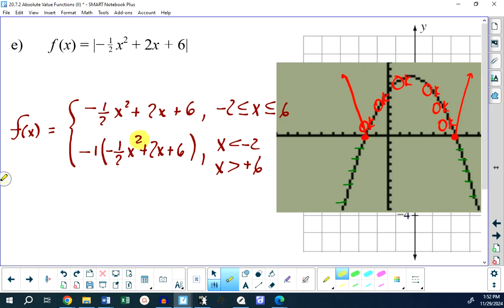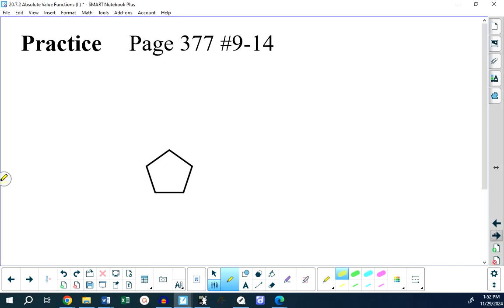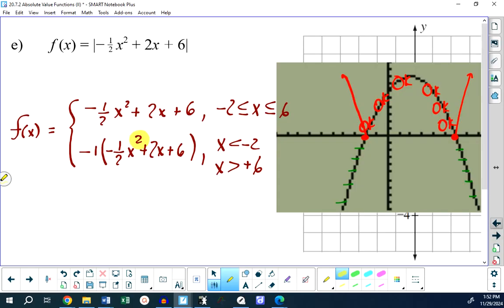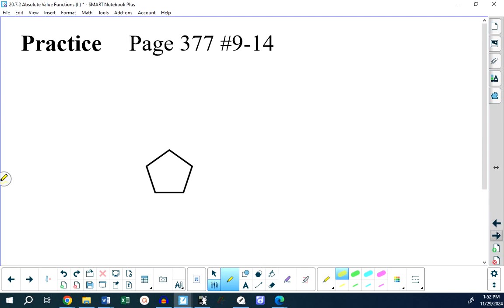All right. Incidentally, this whole piecewise thing is not a huge deal moving forward to Math 30. Something that we'll encounter again in calculus. So page 377, I've got 9 to 14 there. I don't really believe you need to do every single question.